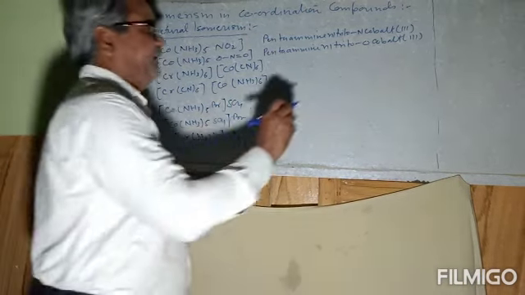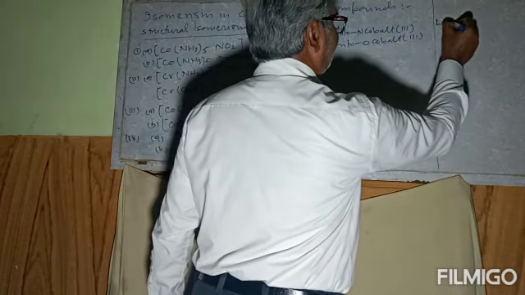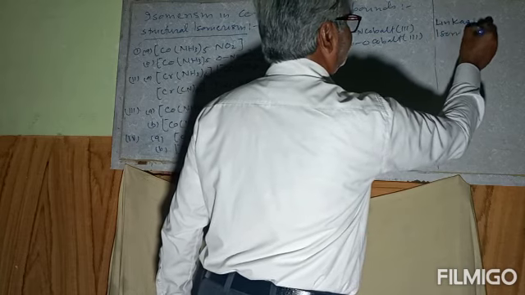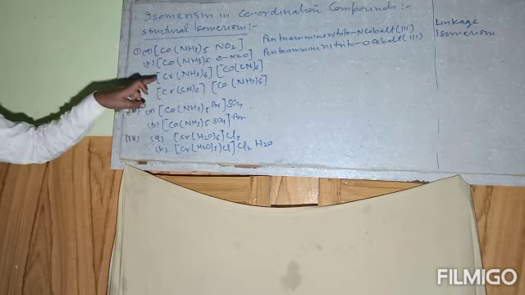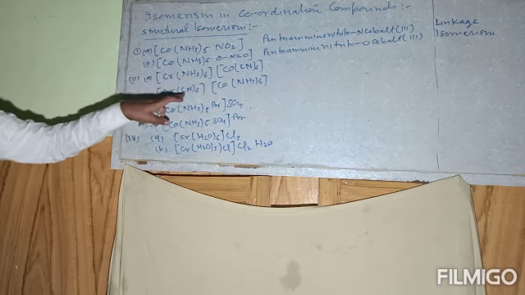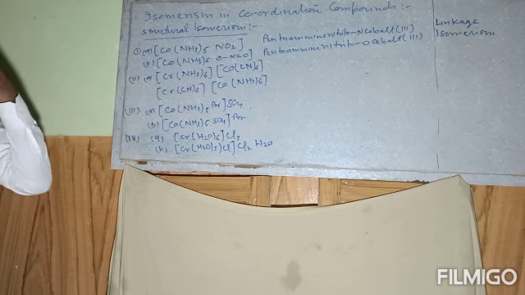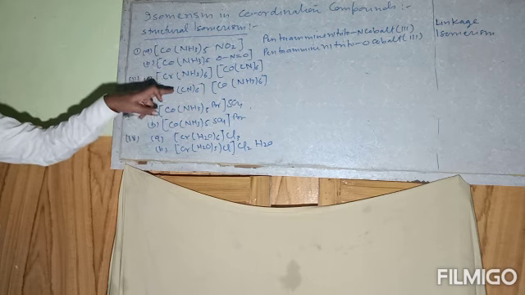So this is linkage isomerism, L-I-N-K-A-G-E, linkage isomerism. Now see here, same molecular formula, both the compounds have the same molecular formula, but there is a difference in the ligands which are coordinated with the center metal ion.